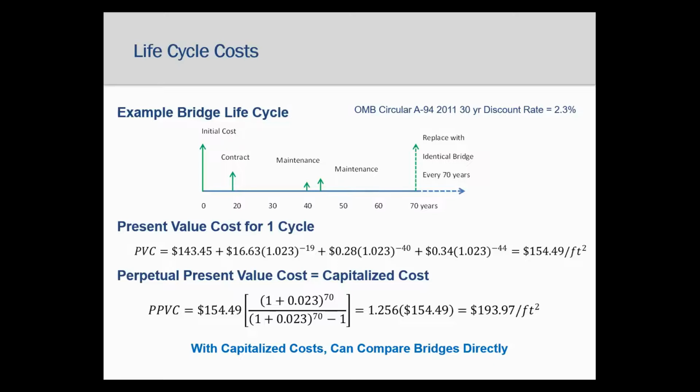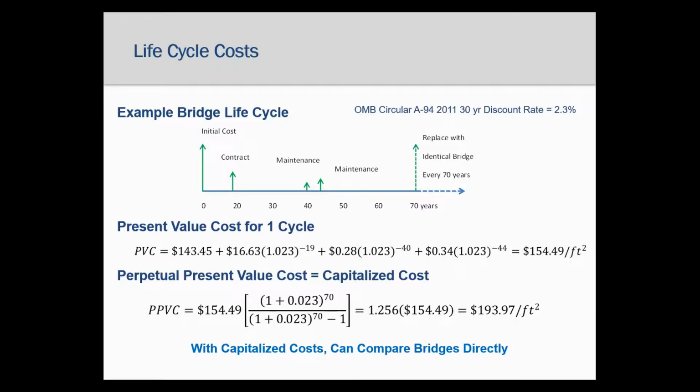Using a discount rate from the Federal Office of Management and Budget of 2.3%, that takes into consideration inflation of the future 2014 dollar costs, a present value cost of the bridge's life cycle can be determined to be $154.49 per square foot by discounting the future costs back to the year 2014. This means that if $154.49 per square foot was put away when the bridge was built, the amount could pay for the initial costs and all future costs for that bridge cycle.